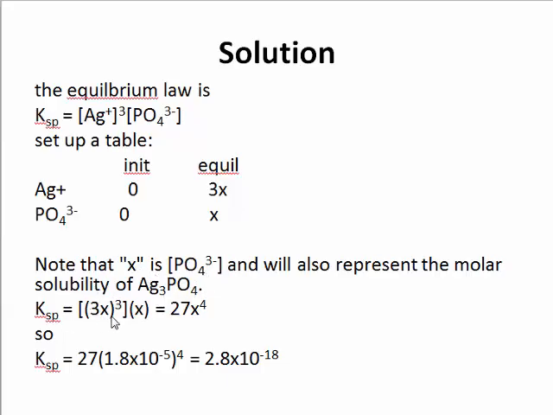Alright, then Ksp is (3x) cubed times x, which gives 27x to the 4th. We know the value of x, so we insert that and obtain the value 2.8 times 10 to the negative 18 for the equilibrium constant.